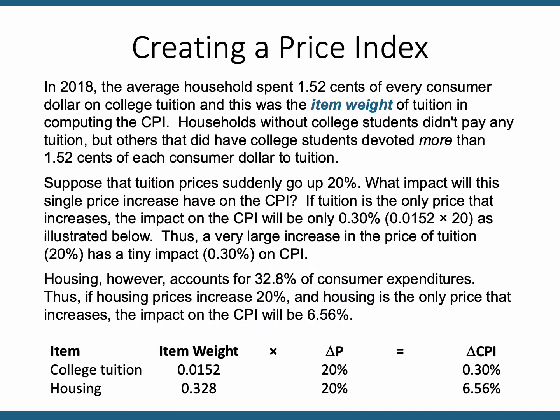This is an interesting exercise which shows you the importance of the item weight, or the significance of it, to the consumer price index. If the price of any of these categories goes up or goes down, then the impact that it has on the consumer price index is dictated by the item weight. So for example, college tuition, and this is in 2018, had an item weight of 1.52%, which means that the average household was spending 1.52% of their disposable income on college tuition.